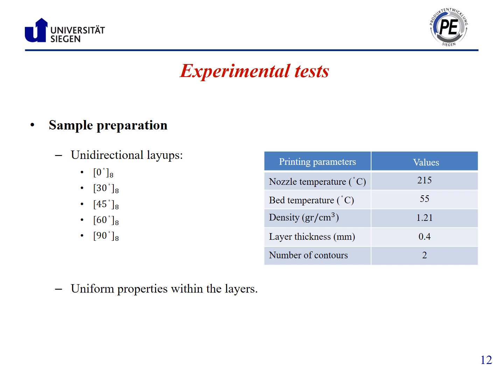In this slide, we present details of sample printing. As you can see, all the specimens with different raster orientations are produced in 8 layers. Also, the table shows printing parameters such as nozzle temperature, bed temperature, layer thickness, density, and number of contours.